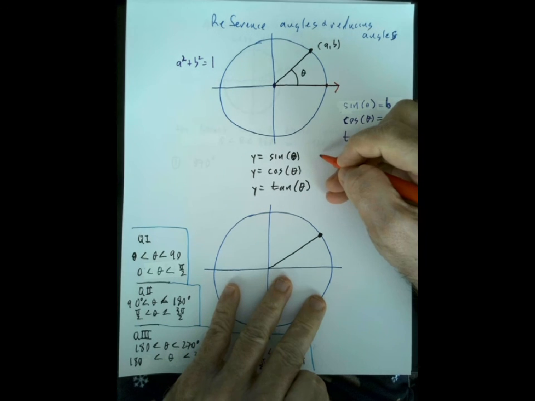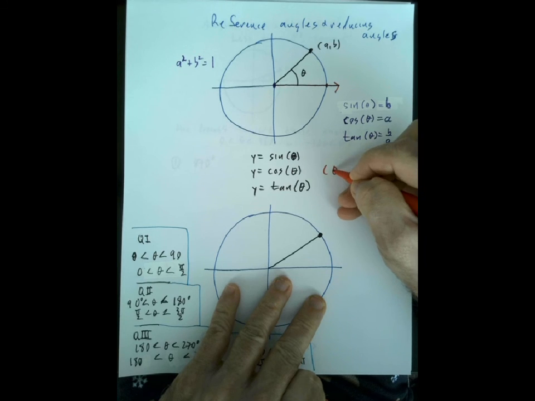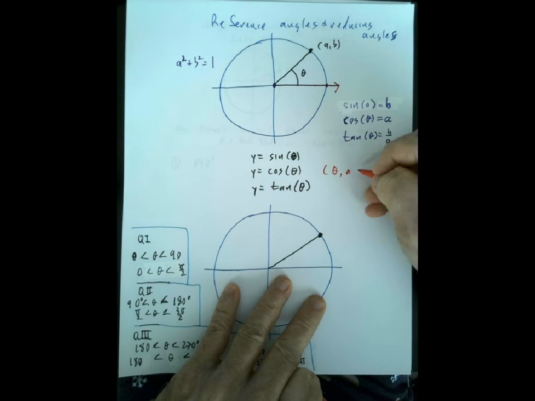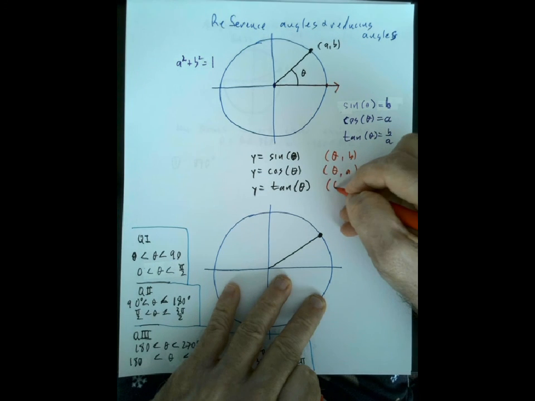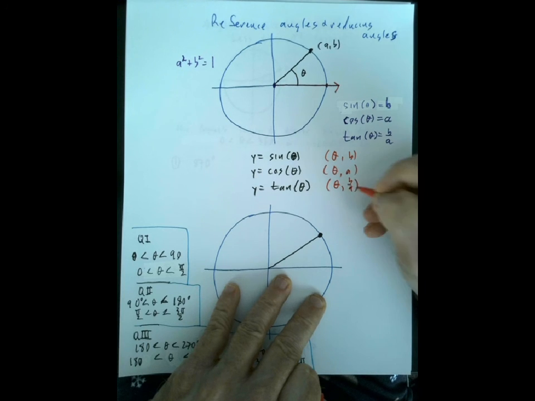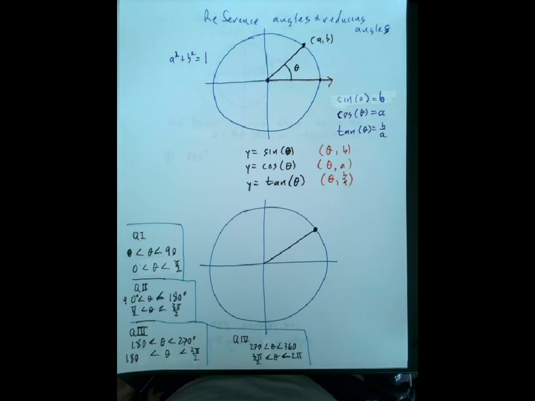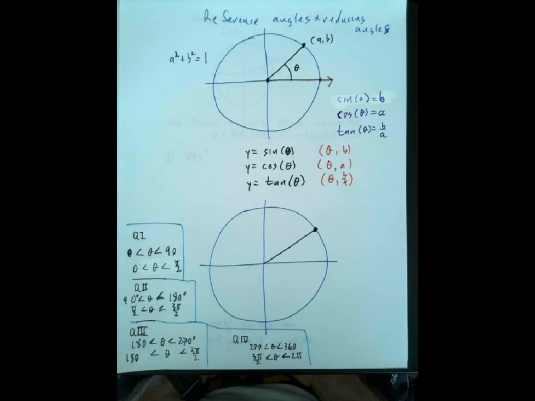For cosine, it would be theta, A. For sine, it would be theta, B. And for tangent, it's theta, B over A. Those are the ordered pairs that make up the function. Now, I don't know if we're going to have time to graph these functions and get sine curves, cosine curves, and tangent curves, but we'll see. That may be more of a pre-calc topic. Maybe next time. If not next time, then we won't do it, because next time's our last time.